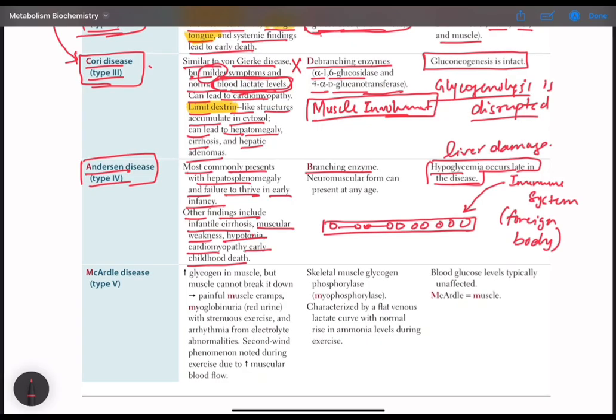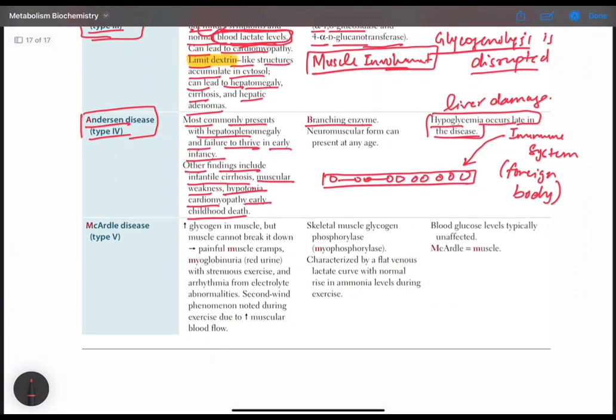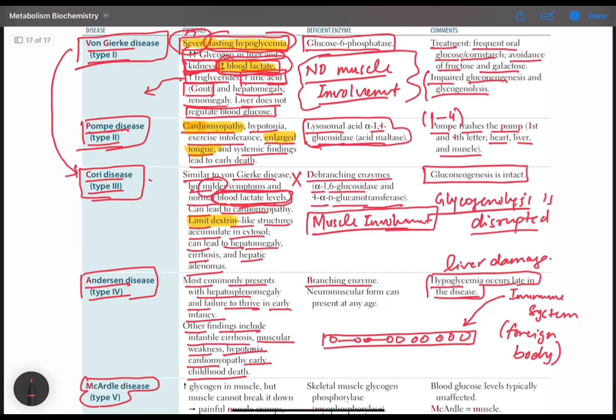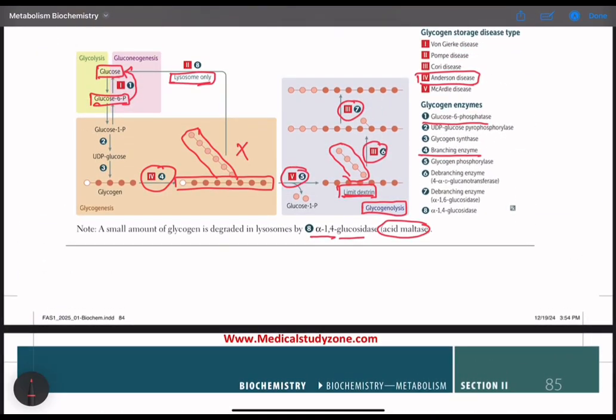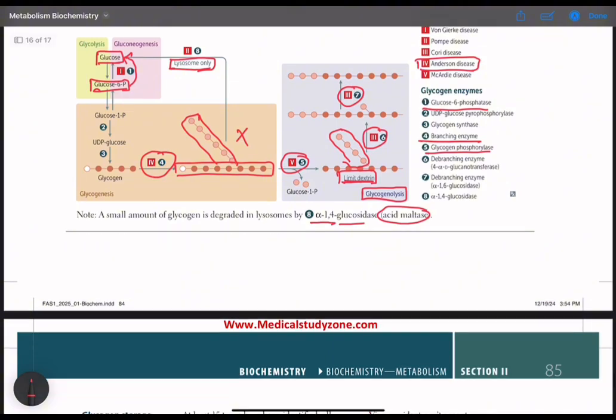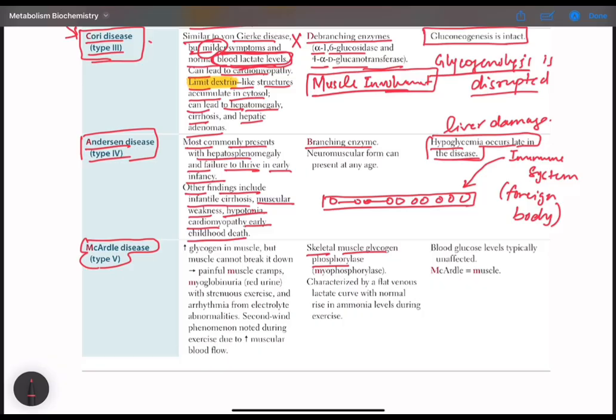of gluconeogenesis. And at last, we have McArdle disease or type 5 glycogen storage disease. In McArdle disease, or type 5, we have the deficiency of glycogen phosphorylase, especially the myophosphorylase or the phosphorylase of the muscles. So what happens is that skeletal muscle glycogen phosphorylase, known as myophosphorylase, is deficient. So the blood glucose levels are typically unaffected because the blood glucose levels are maintained by the liver, and the liver glycogen phosphorylase is intact. So it only affects the muscles. Increased glycogen in muscles, but muscles cannot break it down.